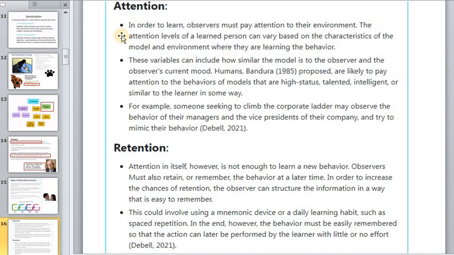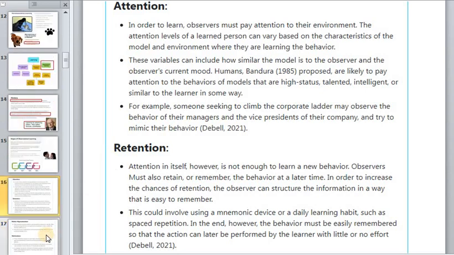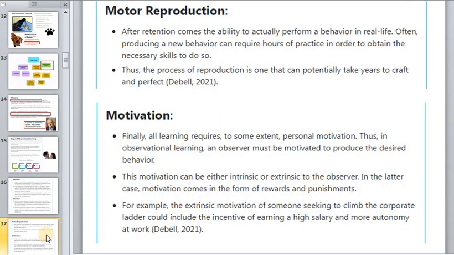observers must pay attention to their environment, and these variables can include the stimulus and the model. These terms are for humans, of course, but almost the same we can find for animals too. I just don't stop on each slide. You can just read if you want.